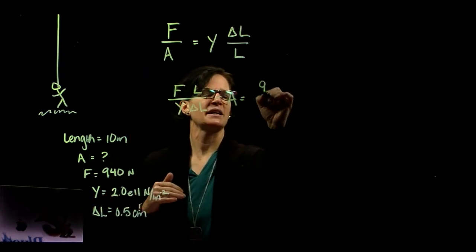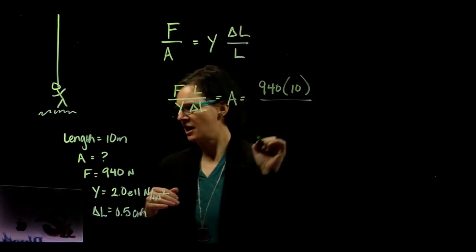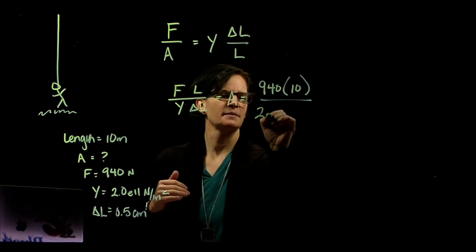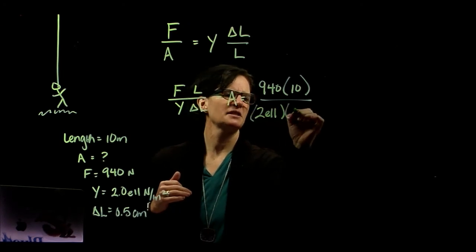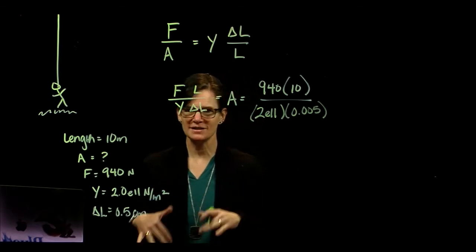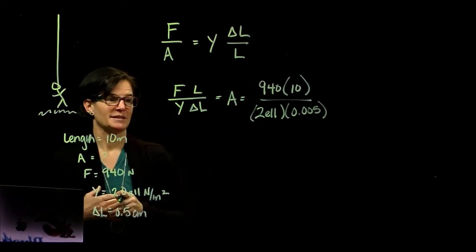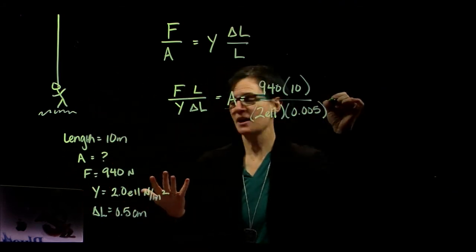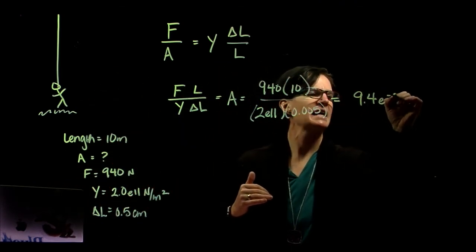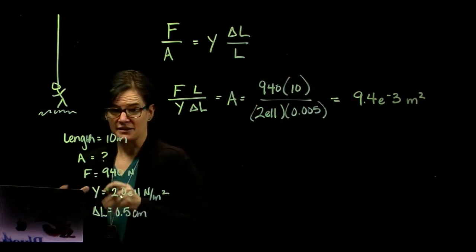And when we do that, we get 940 times the length of 10, over our Young's modulus, which was 2 times 10 to the 11th, times a change in length of 0.005 meters. So we want to convert to meters so that we're all working in the same unit. All right, so when we solve for the area, we find that the area is 9.4 times 10 to the minus third meters squared. Now, that's the cross-sectional area.